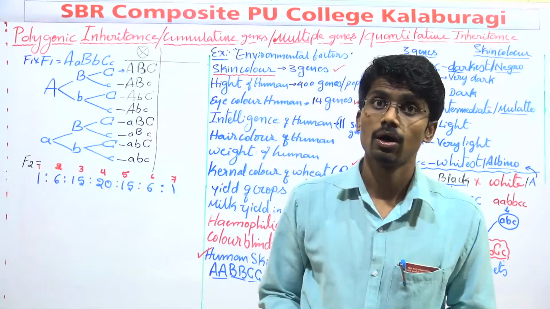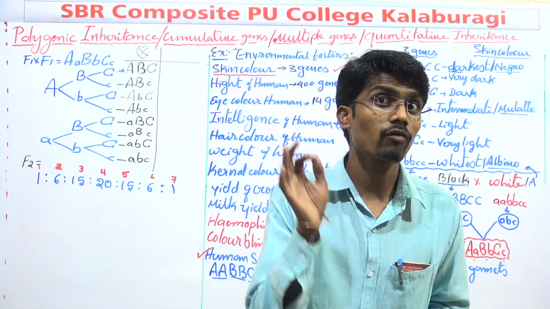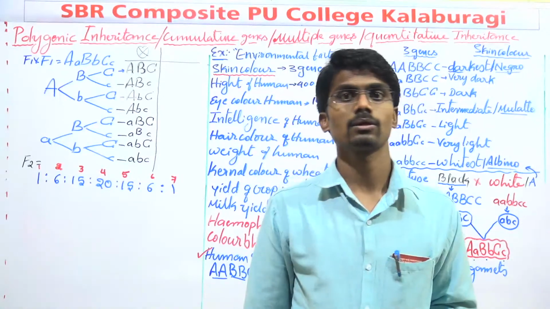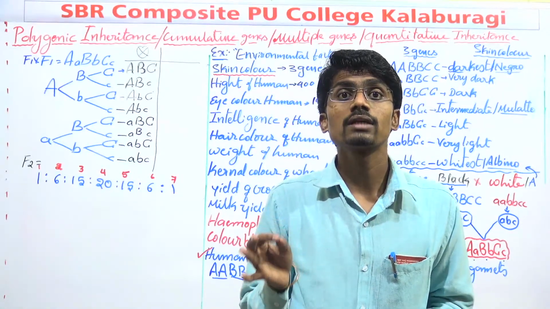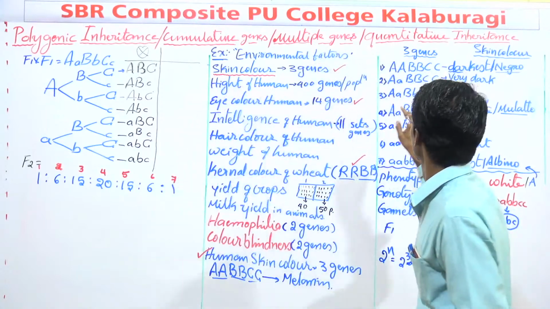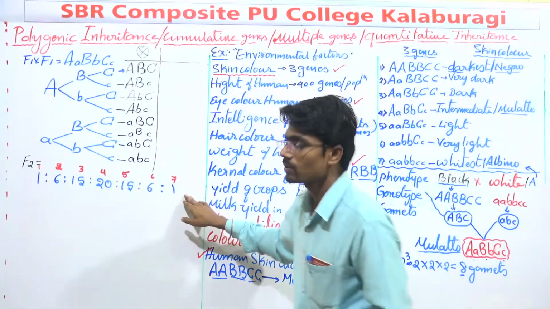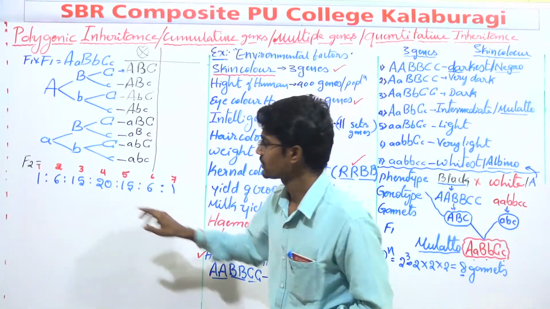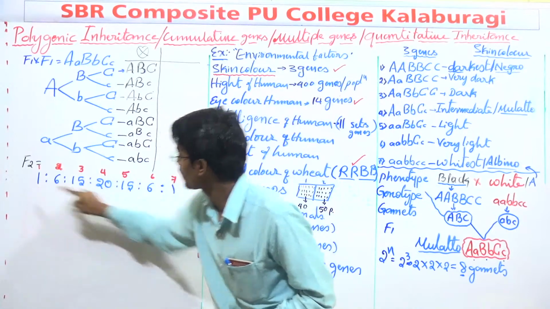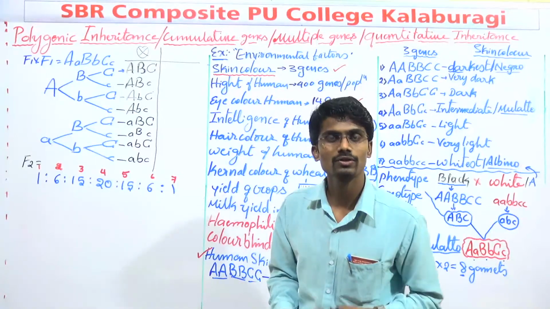How will they ask? Out of 64 progeny of the F2 generation of polygenic inheritance, how many progeny resemble the parents? Who are the parents here? The black and the white. Out of this, how many resemble the parents? One black and one Negro resemble the parents. This is one question.